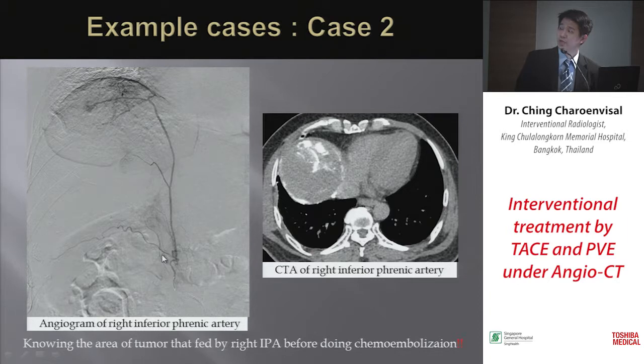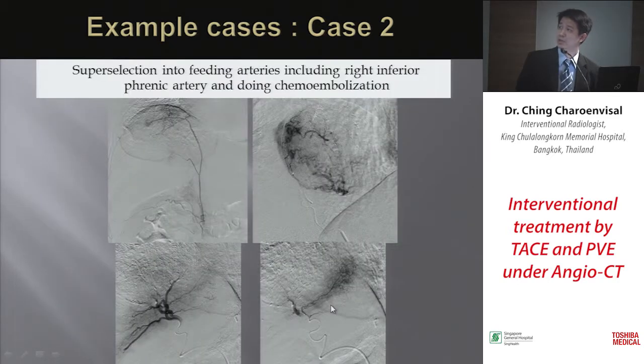In this case, we do an angiogram of the right inferior phrenic artery, and we can see that it enhances the tumor, and we do CTA of the right inferior phrenic artery, which shows enhancement at the anterior aspect of the tumor. And you can know the area of the tumor fed by the right inferior phrenic artery before doing the chemoembolization. In this case, we think that it enhances the area that is the defect on the CTHA, so we embolize only the right inferior phrenic artery and the branch of the right hepatic artery.